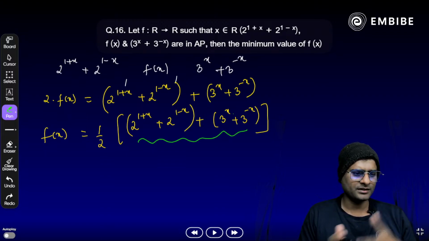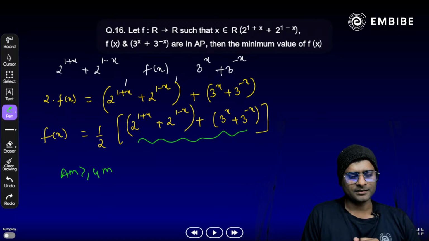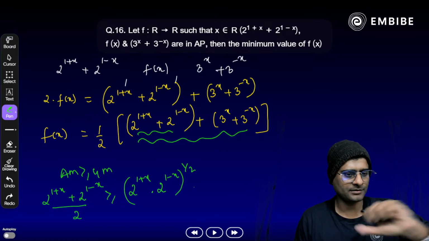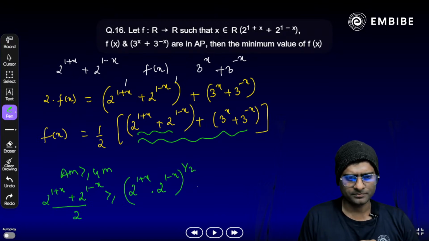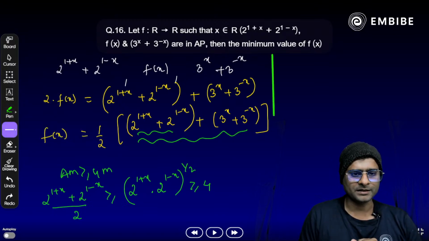We have to apply AM and GM in parts. We apply it to the first function, then to the second function. AM is more than or equal to GM here. The first one: 2 raised to power 1 plus x added to 2 raised to power 1 minus x, divided by 2, is more than or equal to what? 2 raised to power 1 plus x into 2 raised to power 1 minus x, whole raised to power 1 by 2. Now club the exponents here. Once we club the exponents, what do we get here? 4. Yes, it must be more than or equal to 4 here. Clear?